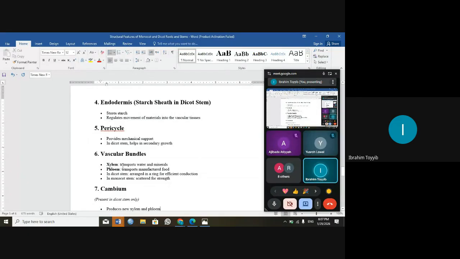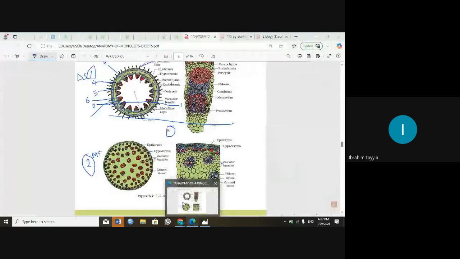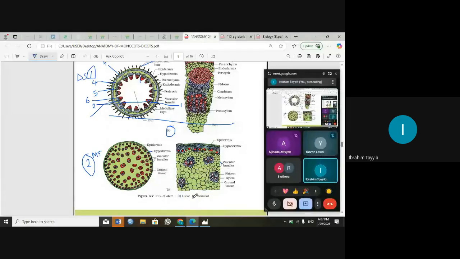So we know the function of xylem and phloem from before. Now in dicot stem, xylem is arranged in a ring for efficient conduction, while in monocot stem, it is scattered for strength. So let's look at it. It is scattered in monocot stem. Can you see it is scattered here? The xylem and phloem are scattered, but here they are arranged.